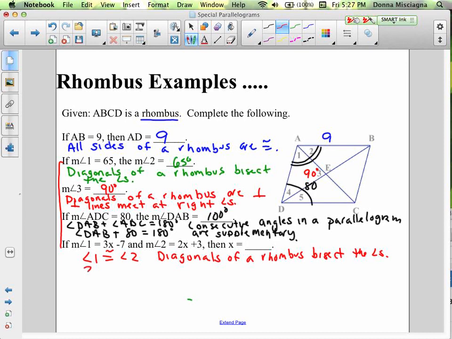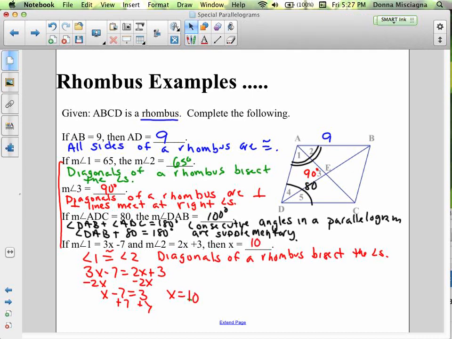So we have 3x minus 7 equals 2x plus 3. Let's subtract 2x from both sides. So we have x minus 7 equals 3. And then if you add 7 to both sides, x equals 10. So there's our answer right there. All right?